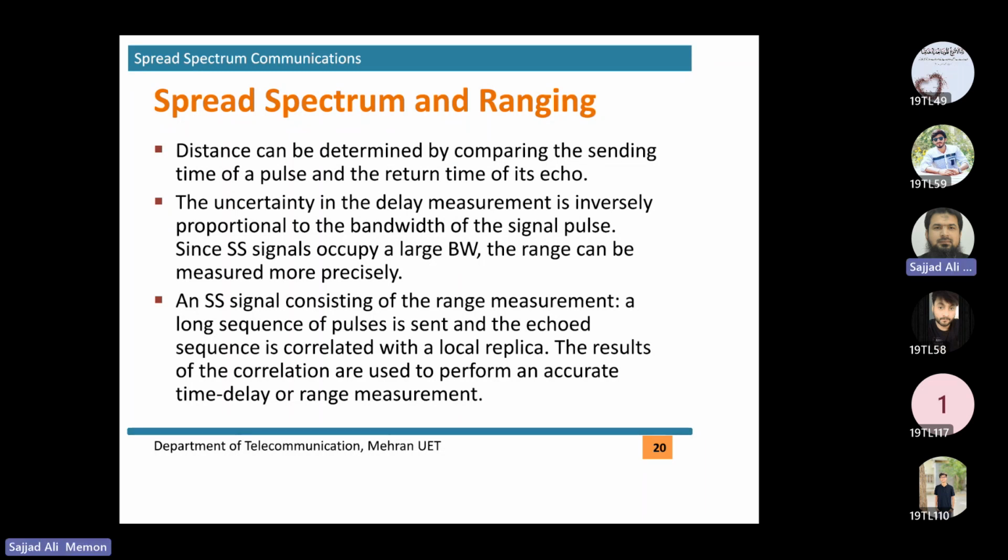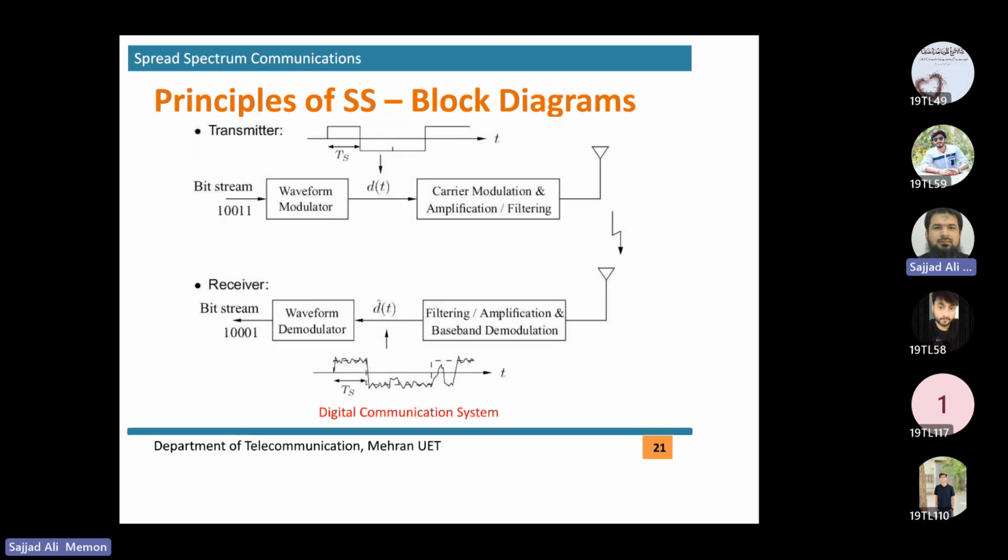In a spread spectrum signal used for range measurement, a long sequence of pulses is sent, and the echoed sequence is correlated with the local replica. The results of the correlation are used to perform an accurate time delay or range measurement.